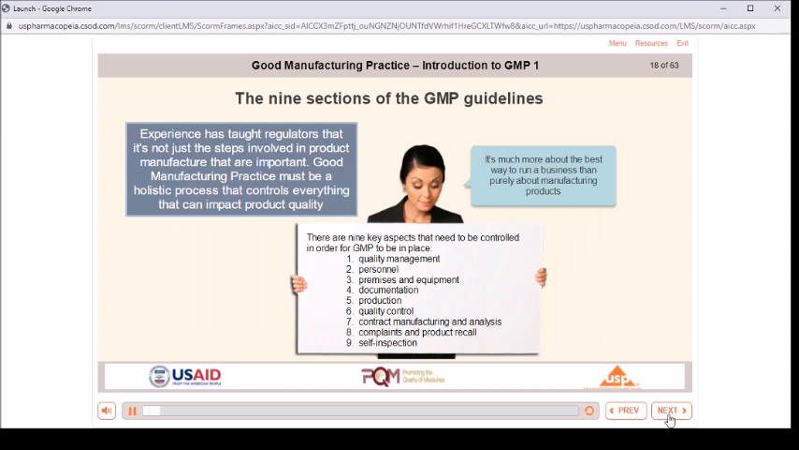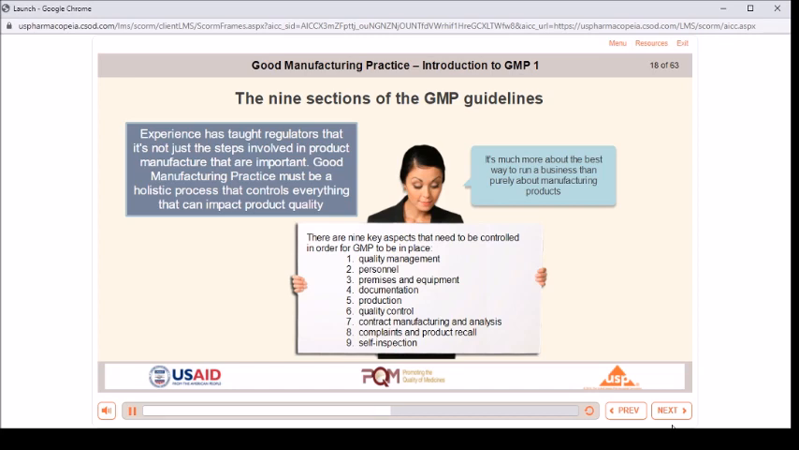The 9 sections of the GMP guidelines. Experience has taught regulators that it's not just the steps involved in product manufacture that are important. Good manufacturing practice must be a holistic process that controls everything that can impact product quality. It's much more about the best way to run a business than purely about manufacturing products. There are 9 key aspects that need to be controlled in order for GMP to be in place.